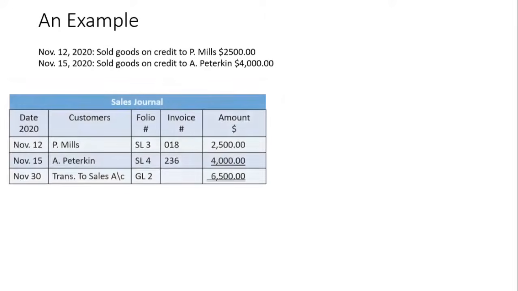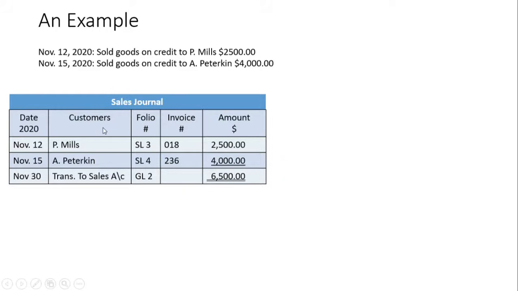So we have November 12, we are selling goods on credit to P Mills, and November 15, we are also selling goods on credit to A Peterkin for $4,000. So that is how our sales journal would look. The difference between this sales journal and the purchases journal is found right here, where instead of having suppliers in the purchases journal, in the sales journal we would have customers right here.